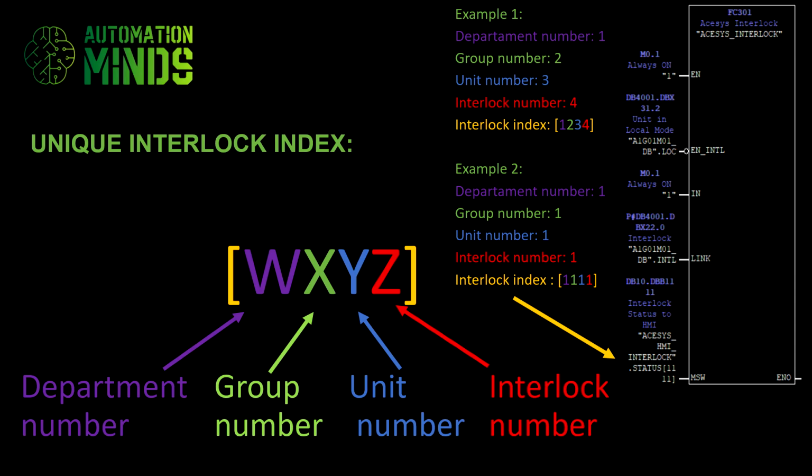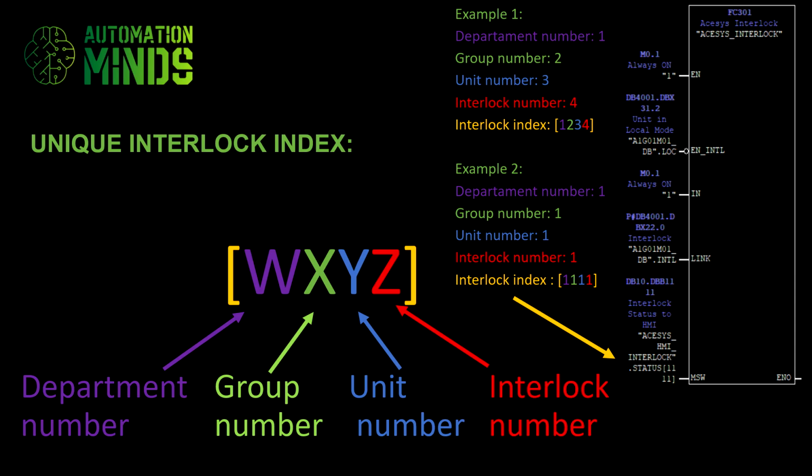The interlock number will consist of 4 digits. The first digit represents the department number. The second digit is the group number. The third digit corresponds to the unit number the interlock is assigned to. The final digit is the interlock number within that particular unit. Interlocks are linked to a specific element through the function block input called link.